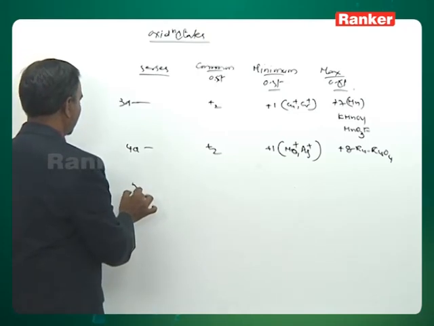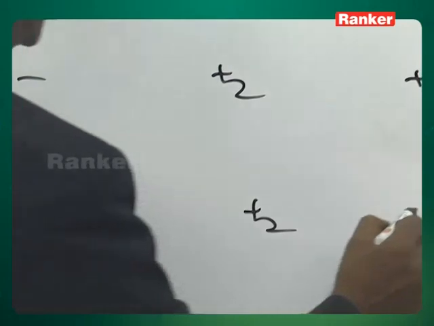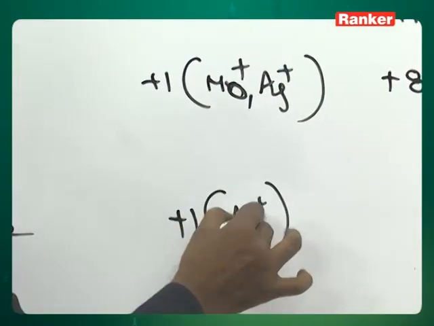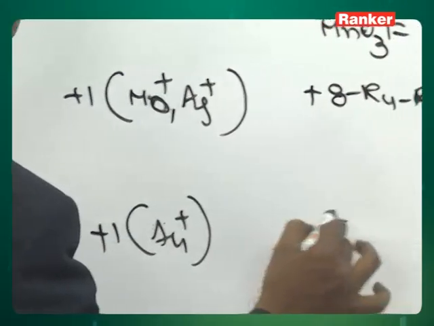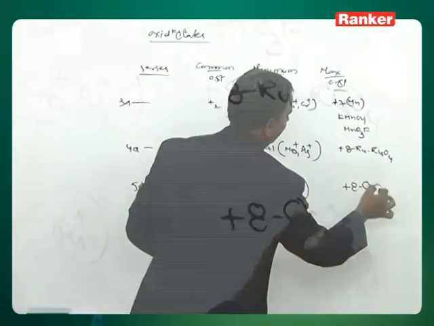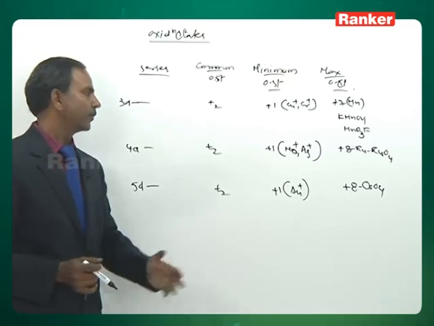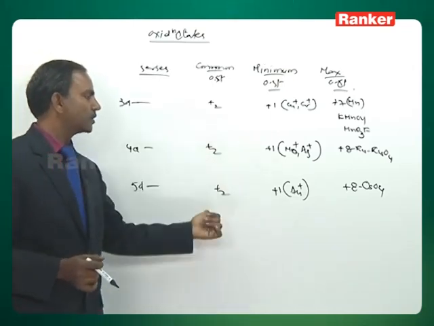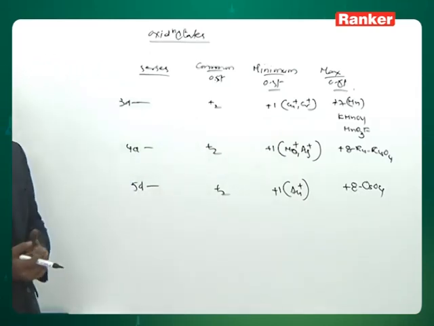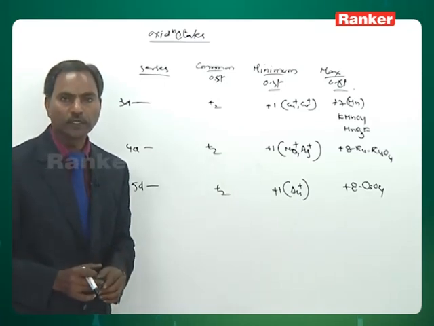You can take the 5D series. In the 5D series, the common oxidation state is +2, and the minimum oxidation state is actually +1. This is generally exhibited by Au, +1. Then maximum oxidation state +8 in 5D is exhibited by osmium in osmium tetroxide. So, common, minimum and maximum oxidation states in each series, 3D, 4D and 5D. And then we talk about stable oxidation states.